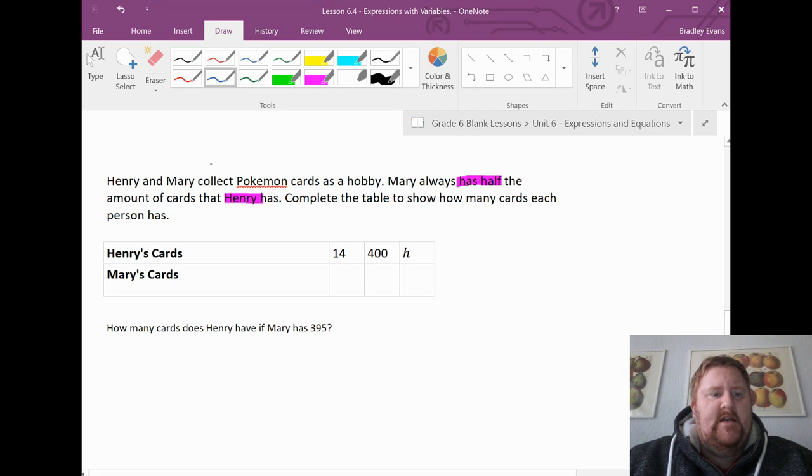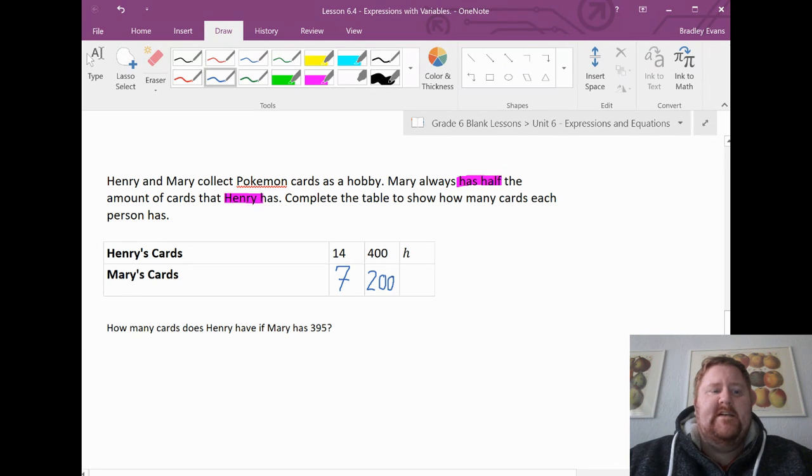Right, that's important. Henry has 14. Now Mary has half of the amount of cards that Henry has, so she's going to have 7. Henry has 400 cards, so Mary always has half, so she's going to have 200.